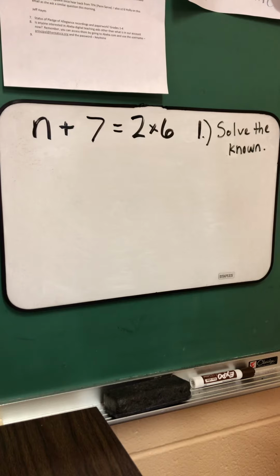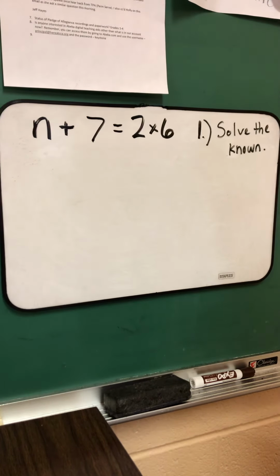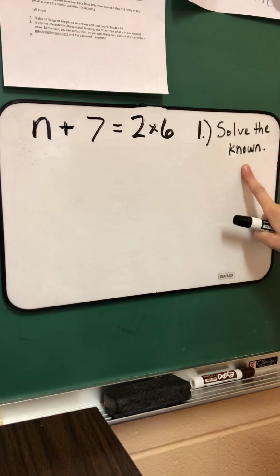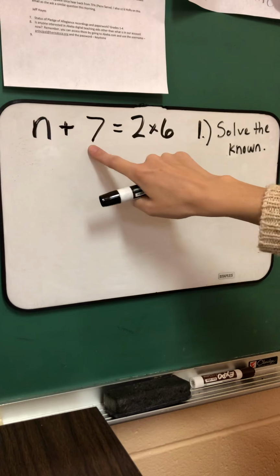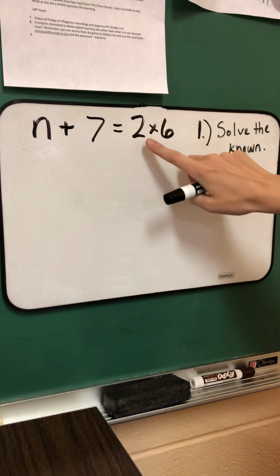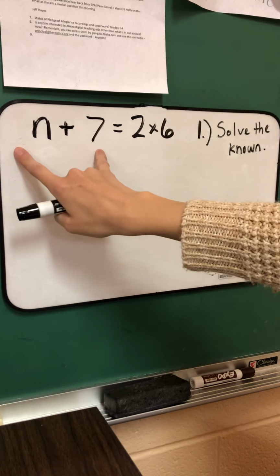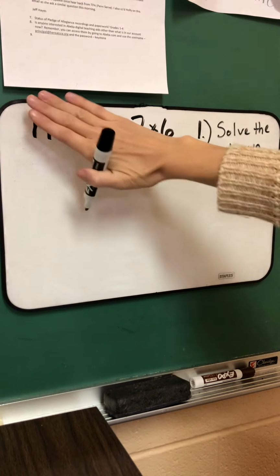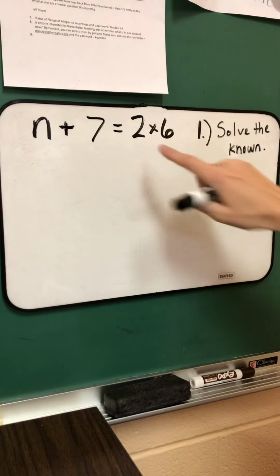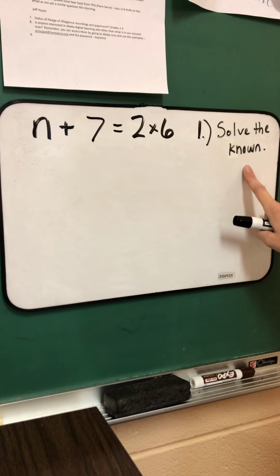Whenever we have a problem like this, the very first step is to solve the known. We want to make it easy for ourselves. We have no idea what n plus 7 is, but we do know what 2 times 6 is. Do you see how there's an equal sign dividing this half of the equation and this half? So let's not worry about this half. Let's look at this side. We do know what 2 times 6 is, so let's solve the known.